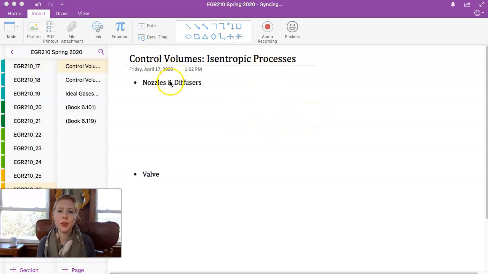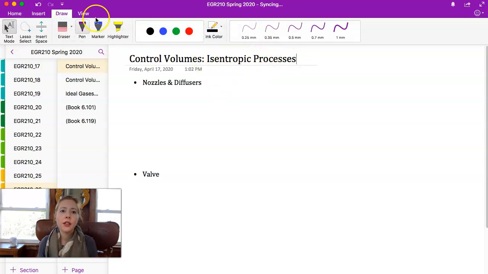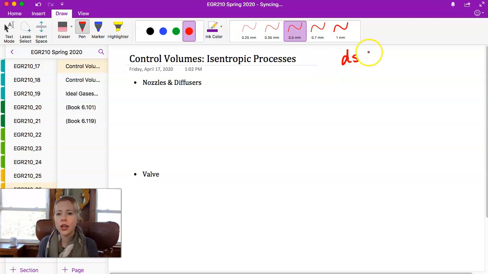In this lecture, we are going to be applying the second law, so entropy, to control volume problems. And specifically today, we're going to be studying isentropic processes. With an isentropic process with control volumes, that means that the change in entropy with time is zero.